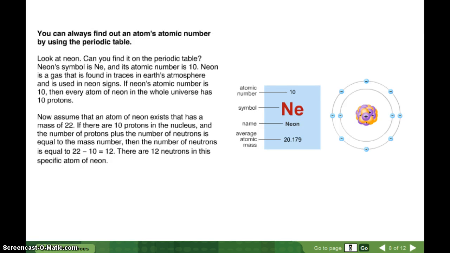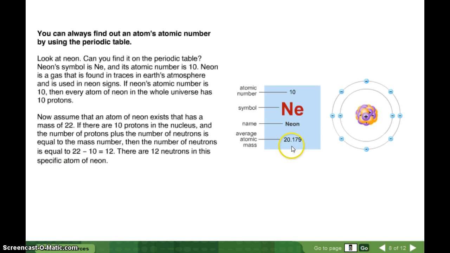You can always find out an atom's atomic number by using the periodic table. Look at neon. Can you find it on the periodic table? Neon's symbol is Ne, and its atomic number is 10. Neon is a gas that is found in traces in Earth's atmosphere and is used in neon signs. If neon's atomic number is 10, then every atom of neon in the whole universe has 10 protons. Now assume that an atom of neon exists that has a mass of 22. If there are 10 protons in the nucleus, and the number of protons plus the number of neutrons is equal to the mass number, then the number of neutrons equals 22 minus 10 equals 12 neutrons. There are 12 neutrons in this specific atom of neon.